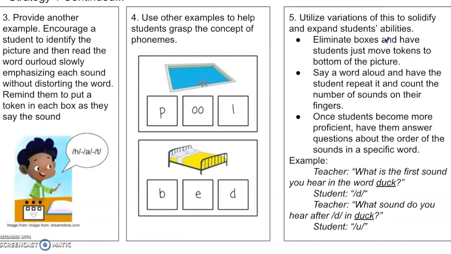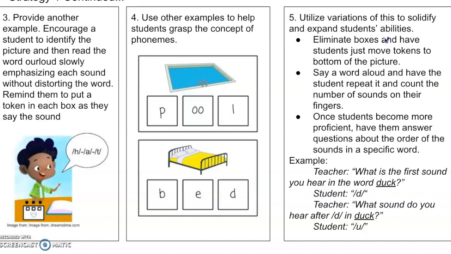The third step in this process is to provide another example. Encourage a student to identify a picture and then read the word out loud slowly, emphasizing each sound without distorting the word. Remind them to put a token in each box as they say the sound. For the fourth step, use another example to help students grasp the concept of phonemes. For step 5, utilize variations of this to solidify and expand students' abilities.